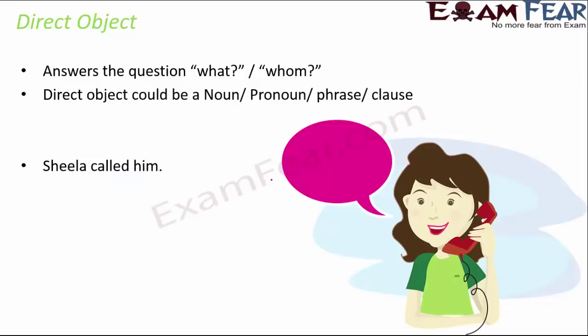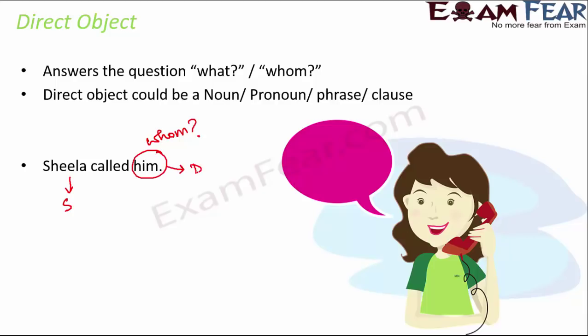Sheila called him. So in this case, what is the action verb? Called. So who is calling? Who is doing the action? Sheila. So Sheila is the subject here. Now let's ask the question. Sheila called whom? So if you ask the question what or whom with the action verb, called whom, the answer is him.